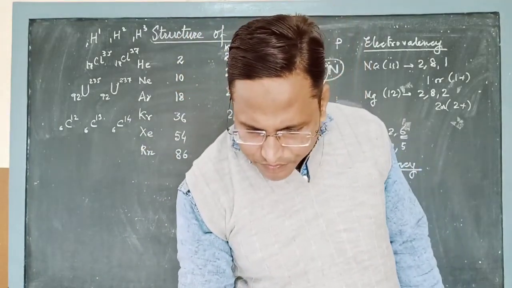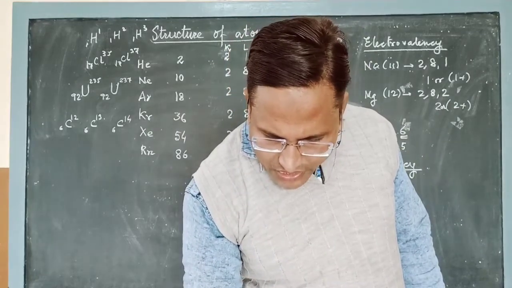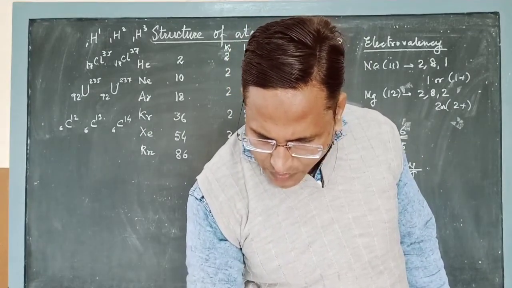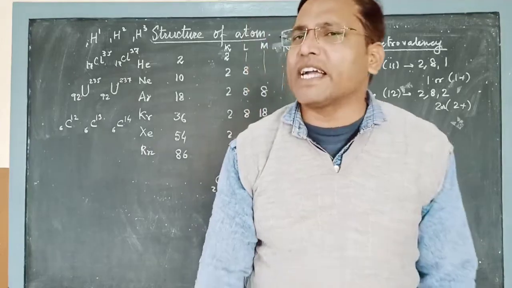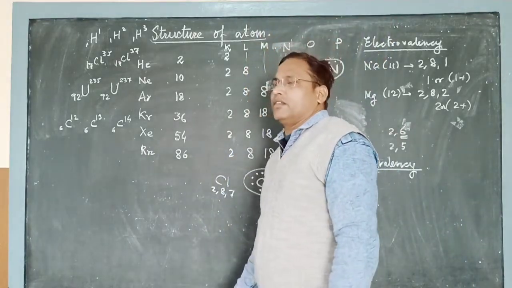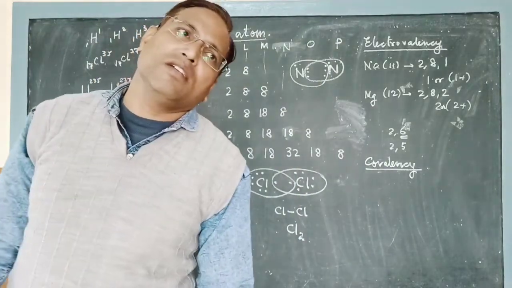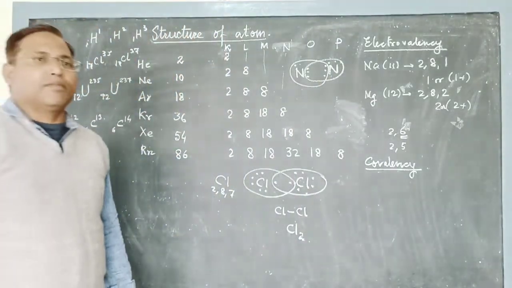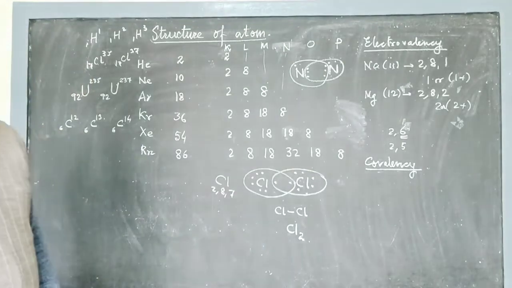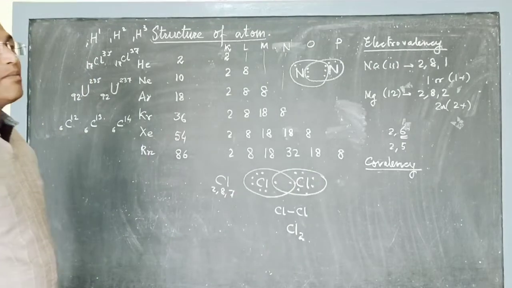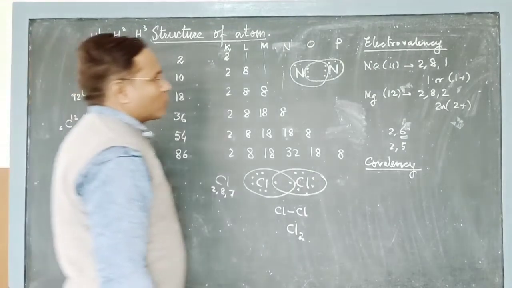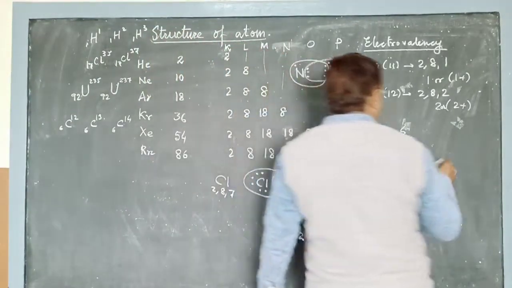Next is isobars. What are isobars? Isobars are the atoms of different elements, having different atomic number but the same mass number.